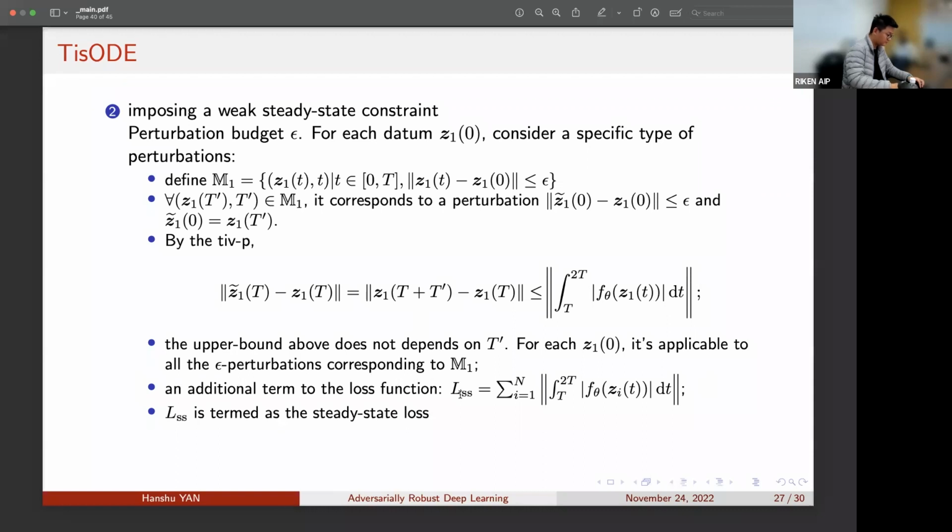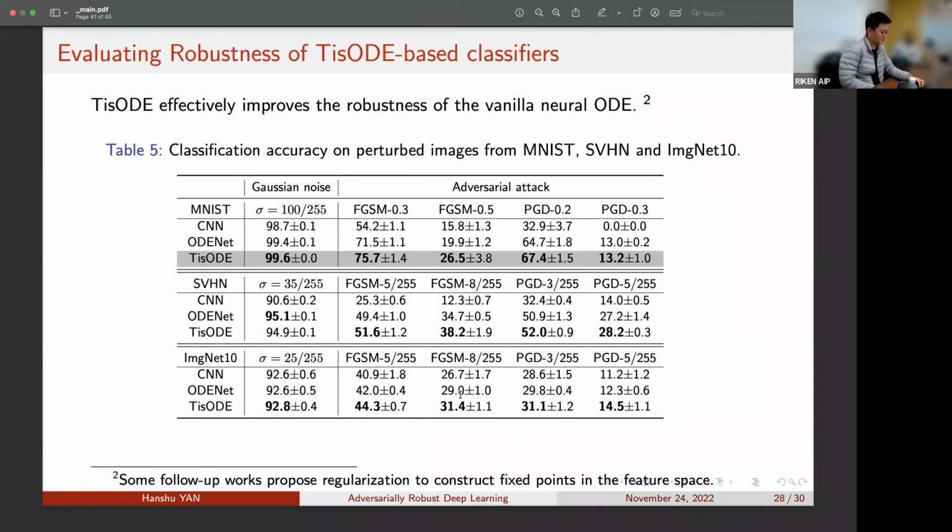And then after training, we show the performance and the robustness of the TisODE net and compare it with the original neural ODE ones and the CN ones. For example, on the MNIST data set, we can see that when dealing with Gaussian noisy images, the performance of TisODE is slightly better than ODE. But when we deal with the adversarial attack method, the performance of TisODE is quite clearly better than the ODE net. And this kind of superiority can be consistently observed on different data sets.